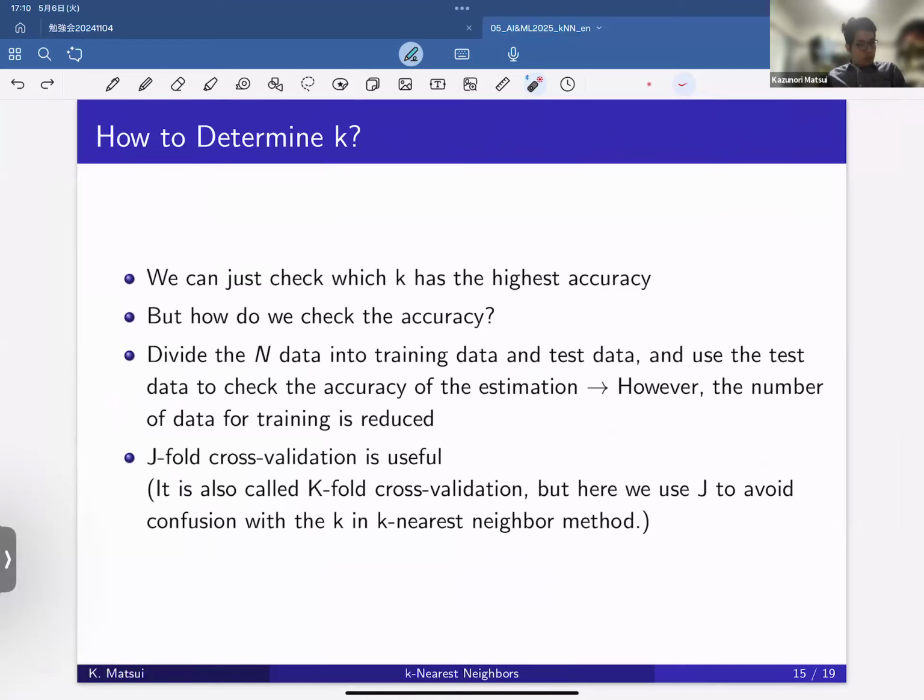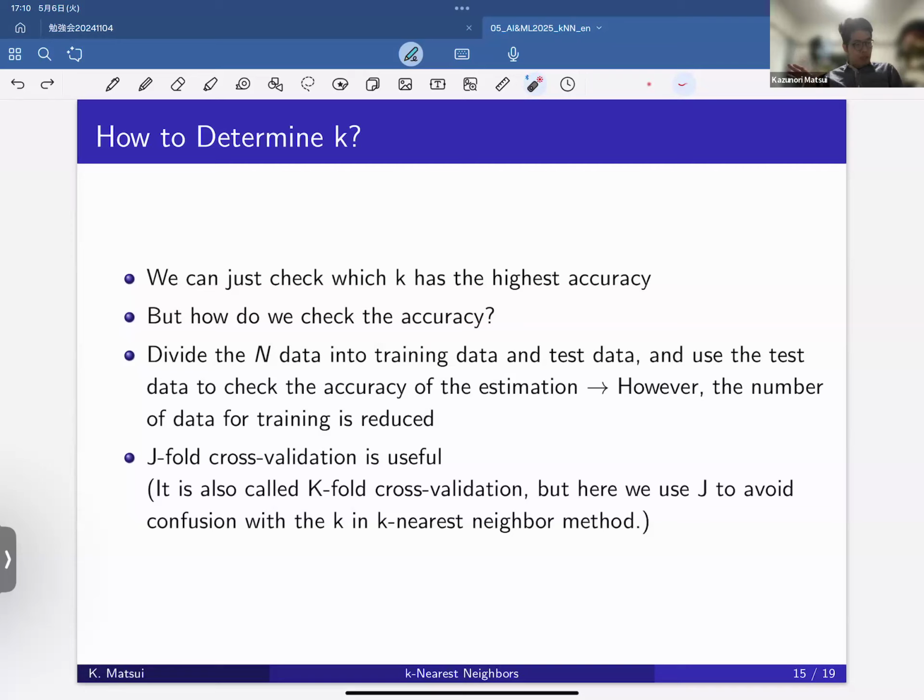A key question is how to determine the optimal value of k for the k-nearest neighbors method. We should find which k gives the highest accuracy, but how do we measure this accuracy? As I introduced in the first lecture, the standard approach is to divide data into training data and test data, and use the test data to evaluate the accuracy of our estimation.